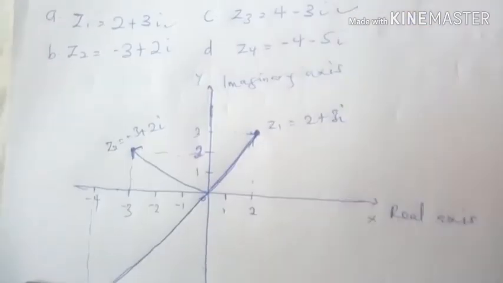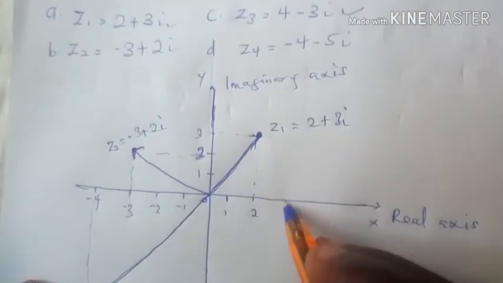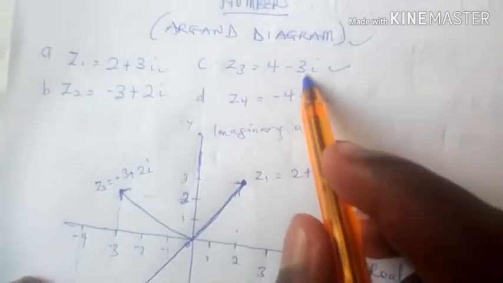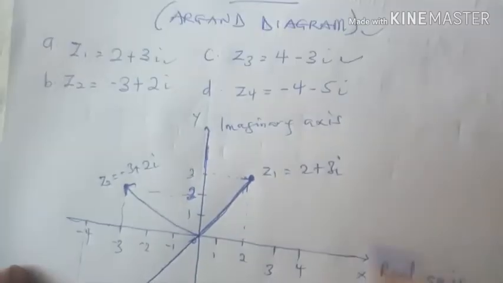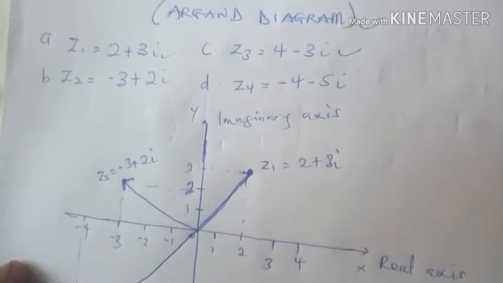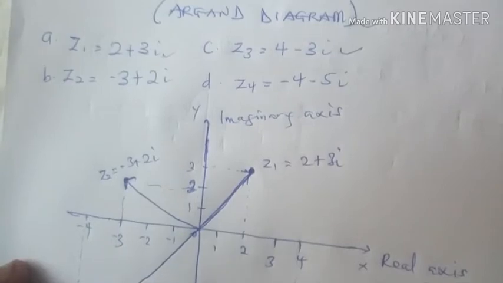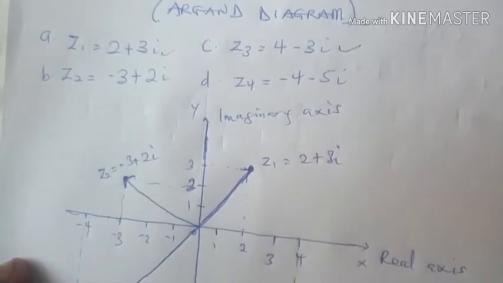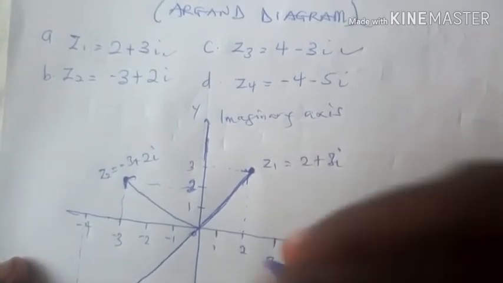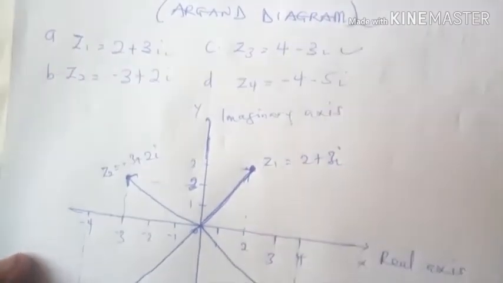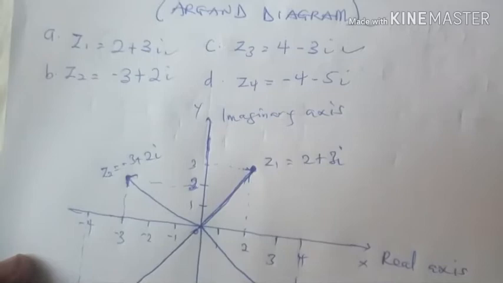Then 4 minus 3i. So 4 on the real axis, and negative 3, let's say it's actually here, on the imaginary axis. So that becomes z3.